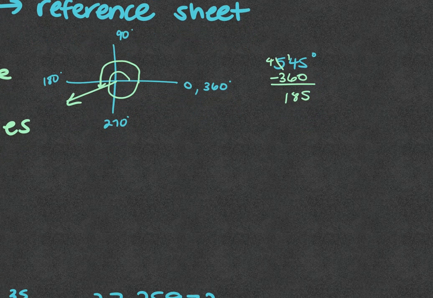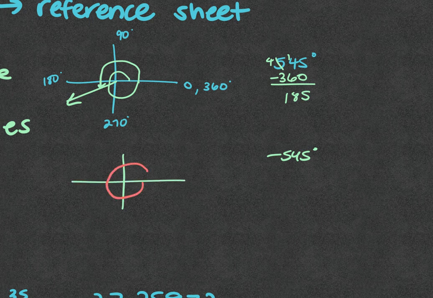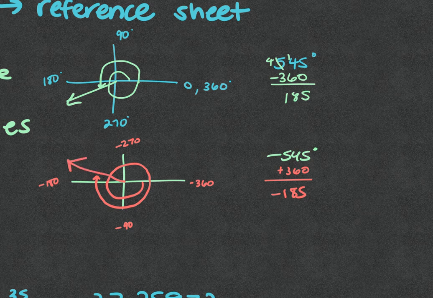If it said negative 545, I'm going the other direction. So all the way around negative one whole time, that would be negative 360. I would do the same thing. This time I'm going to add the 360. Now I get negative 185. So then this would be negative 90, negative 180, negative 270. So I'd go past the negative 180, and my angle would go in the second quadrant. So it's going to ask you to find the coterminal, and then it's going to ask you to draw it.